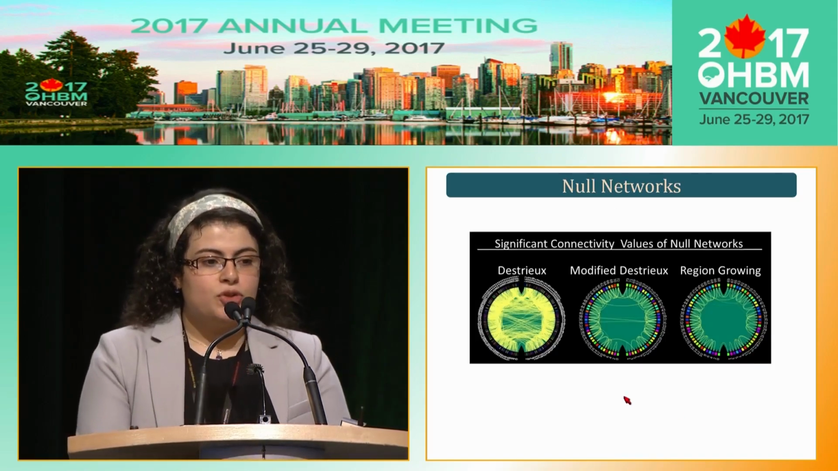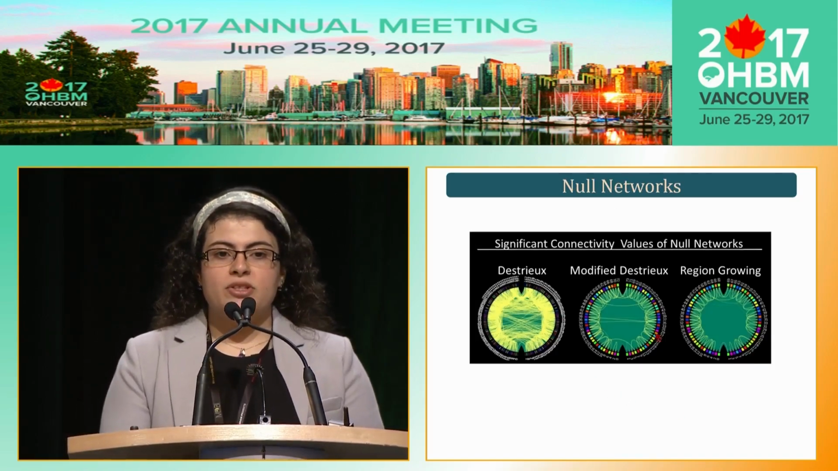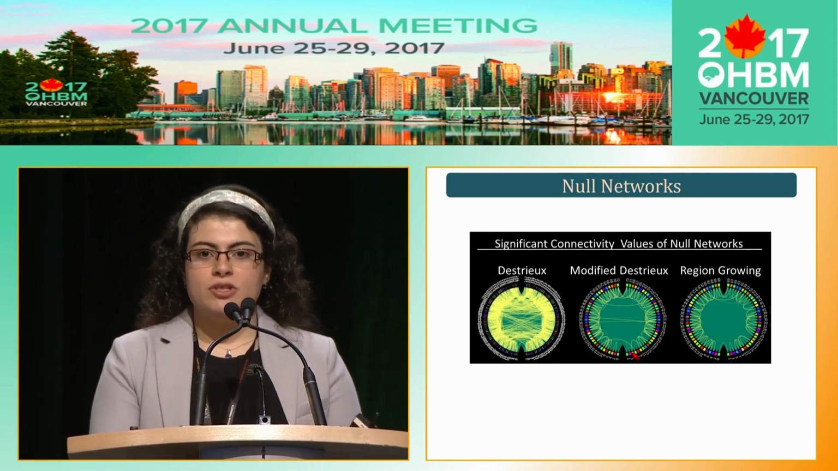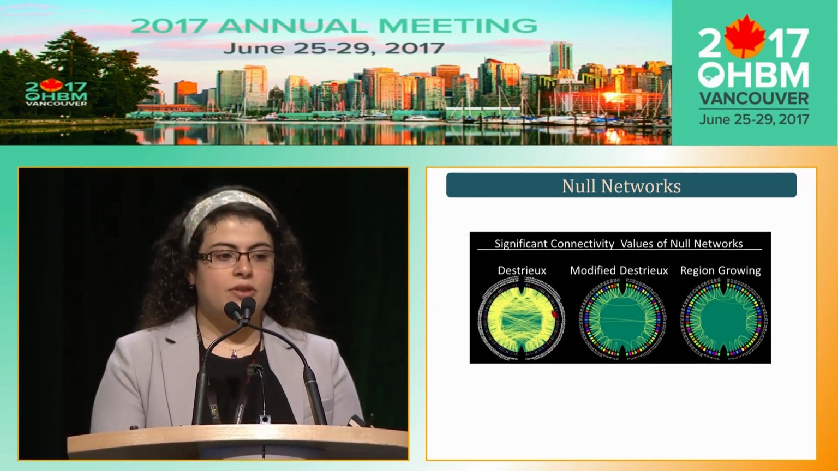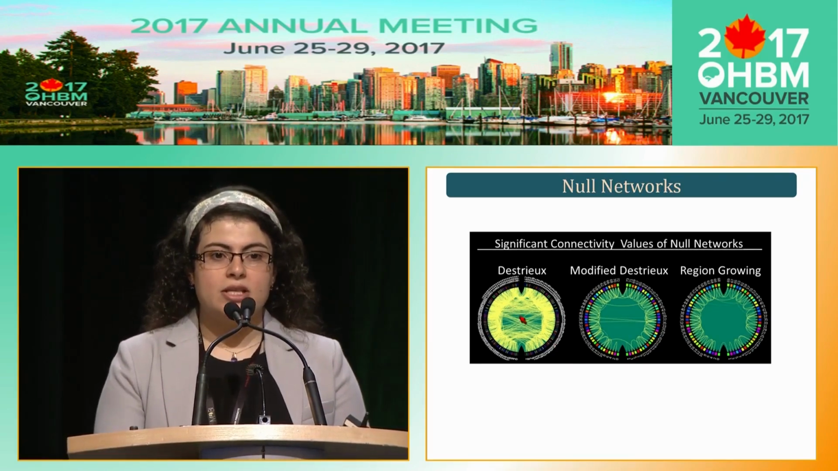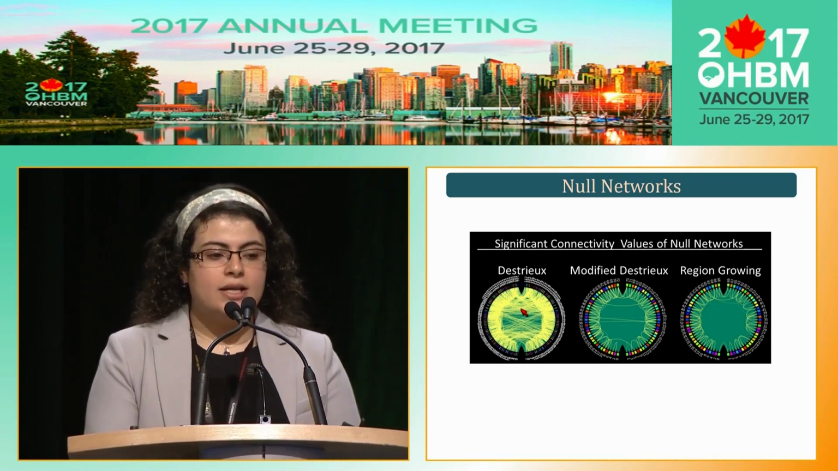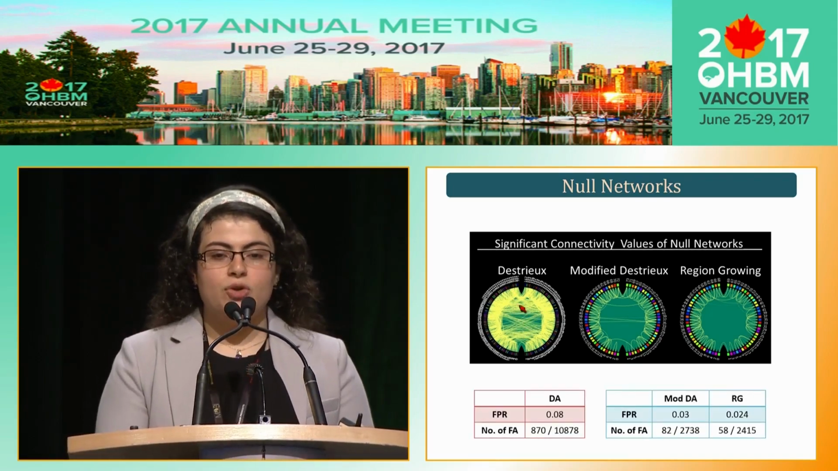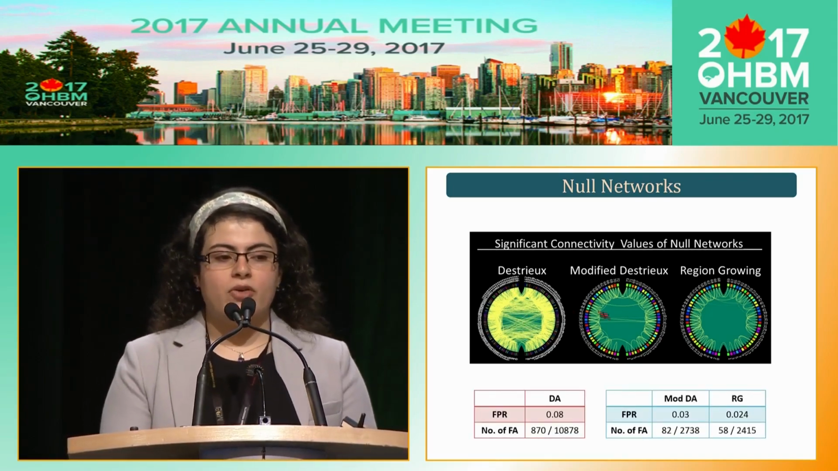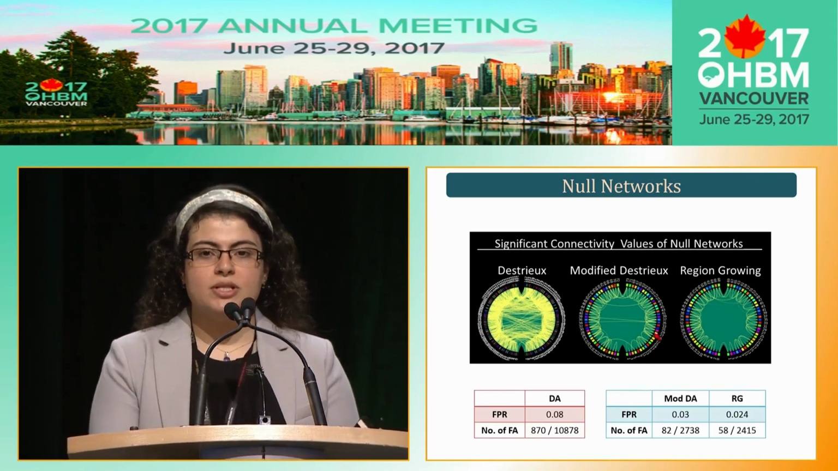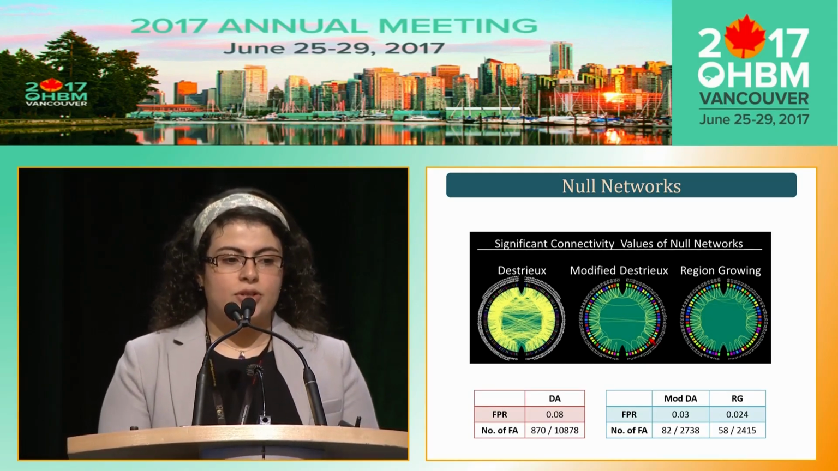What we found with the null networks, where we did not have any true connectivity in the brain, so any connection that we see here is merely due to the leakage. And as you can see, the anatomical parcellation is not performing really great. We have managed to improve it to some extent for the modified parcellations.